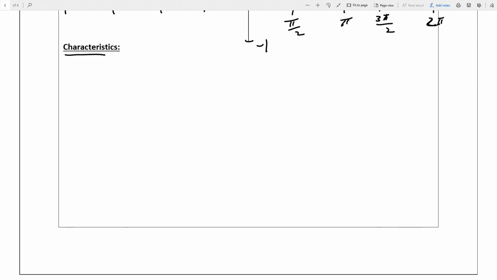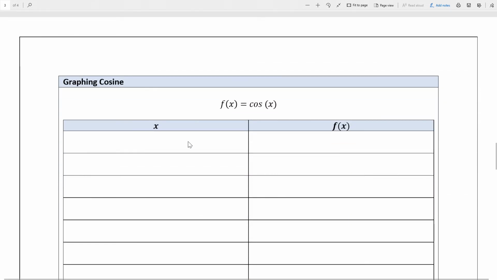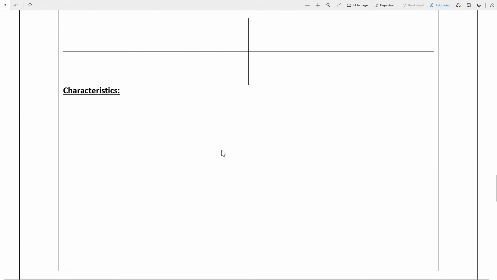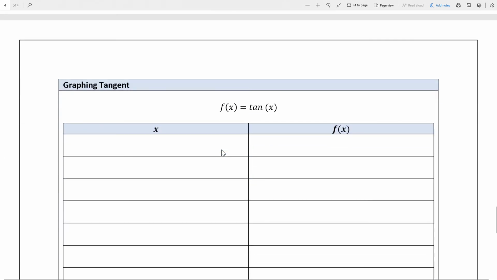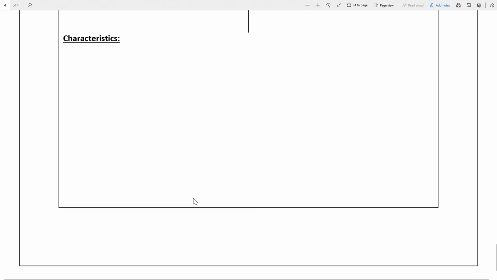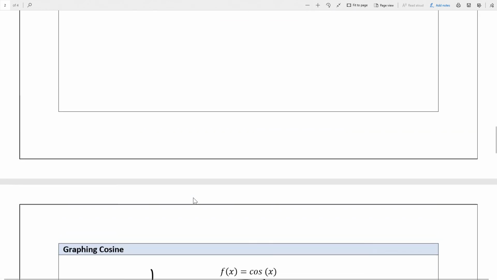Okay. And then I want you to do that same thing for cos. Use the same x values that you did for sine. Graph it, write the characteristics, and then finally complete tan as well. Use the same x values, graph it, and then write the characteristics.